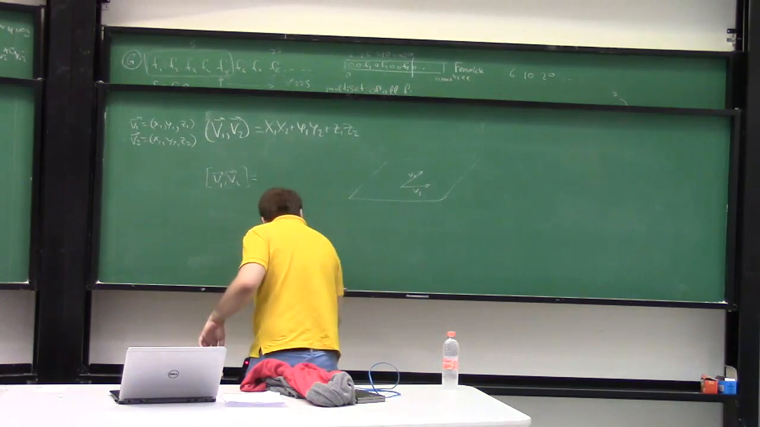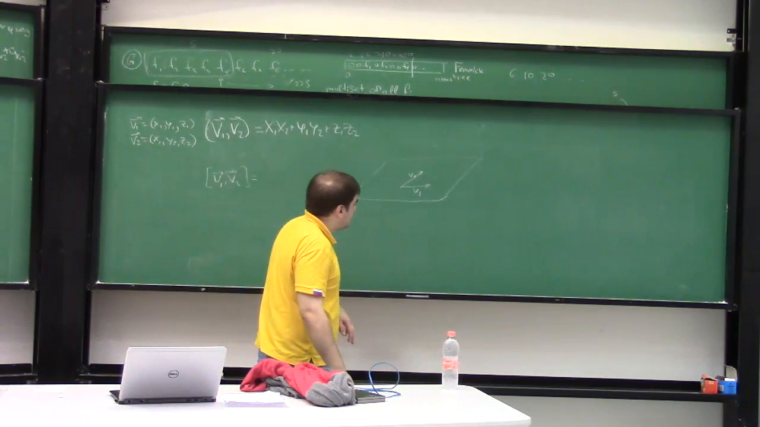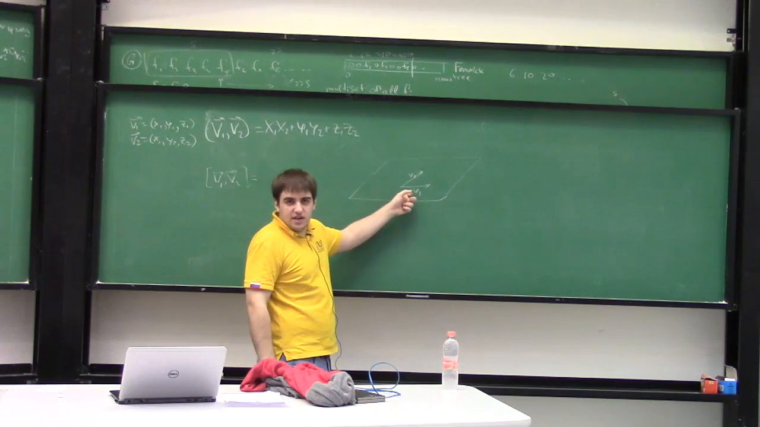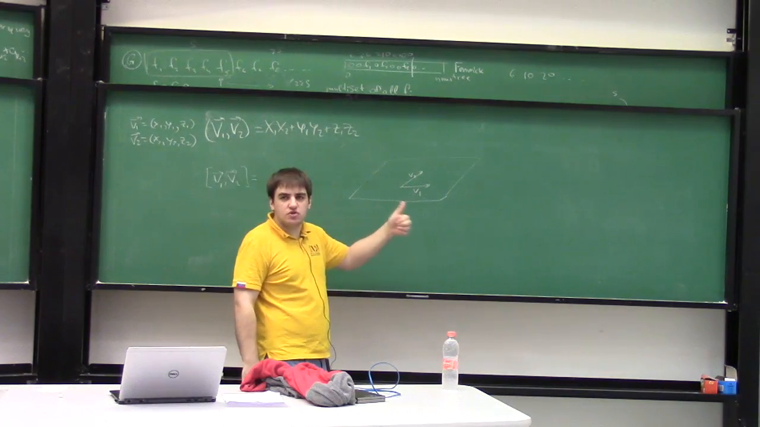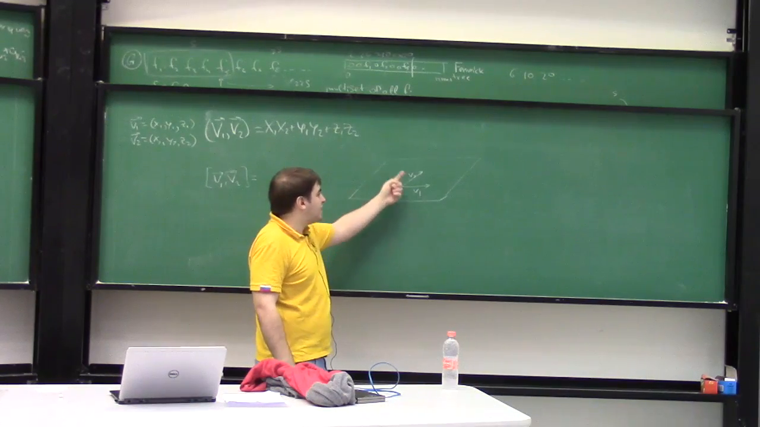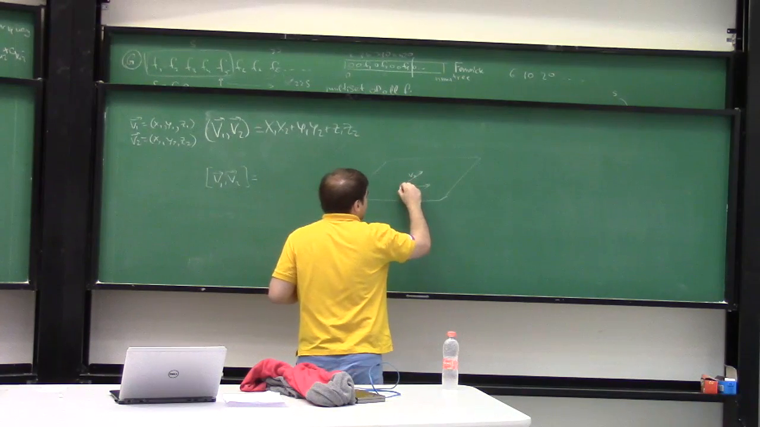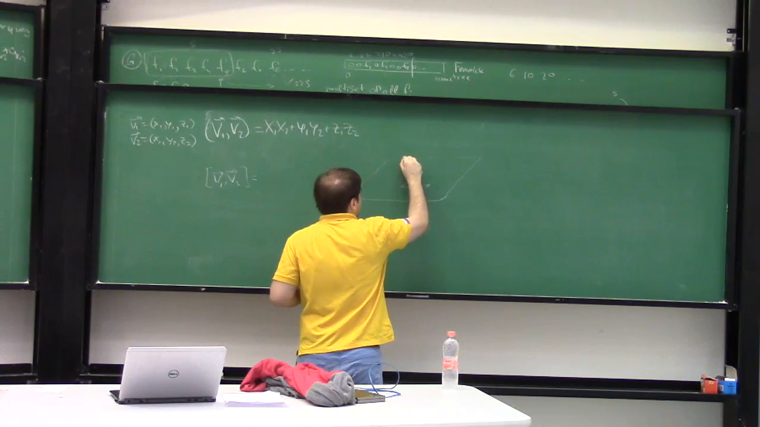The vector product is always a vector that is orthogonal to both of these two vectors. That also means that it is orthogonal to any of the vectors from this plane enclosing v1 and v2. So this is a vector orthogonal to v1 and v2.